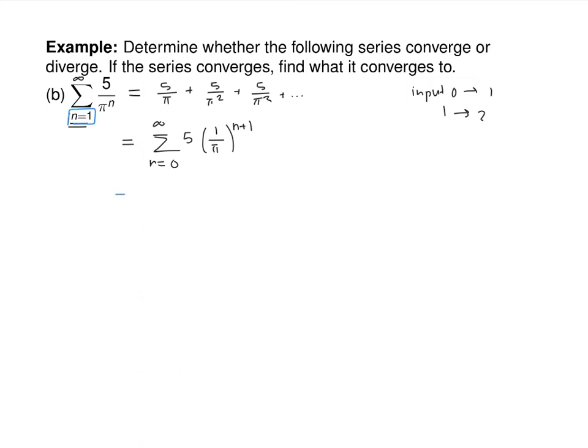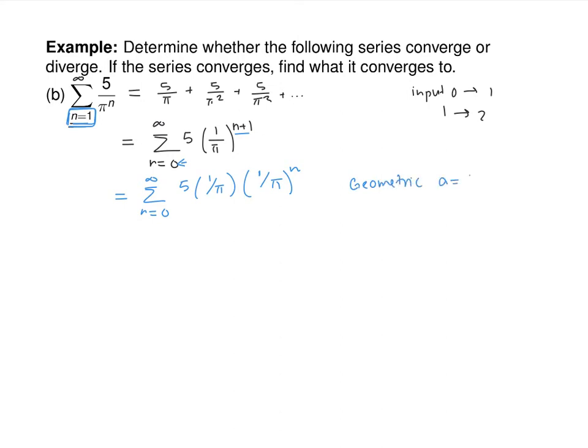Now that will simplify to the sum from n equals 0 to infinity 5 times 1 over pi times 1 over pi to the n. You can also note that if I had to change that from n equals 2 to n equals 0, the power here would have been n plus 2. So note that this is also geometric.